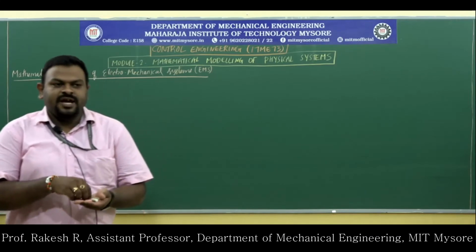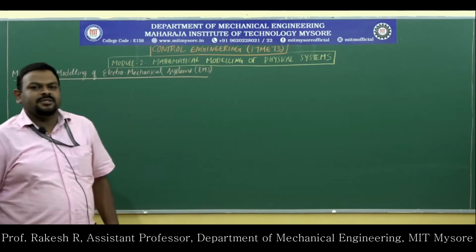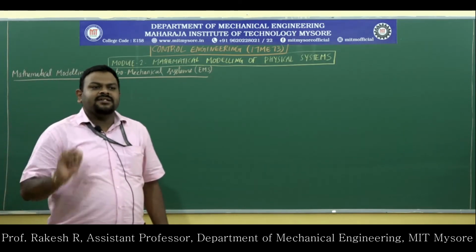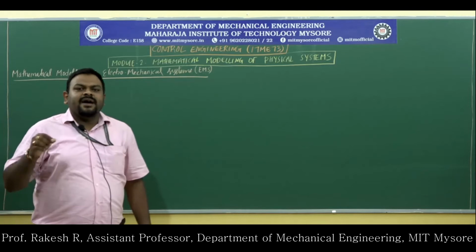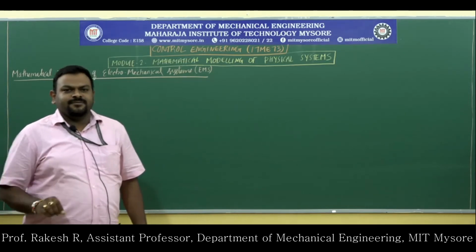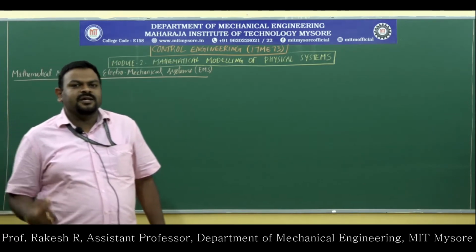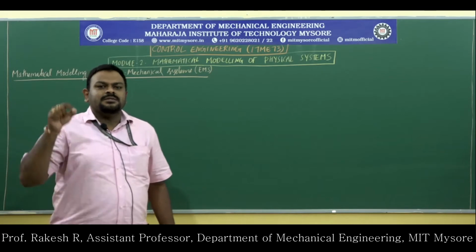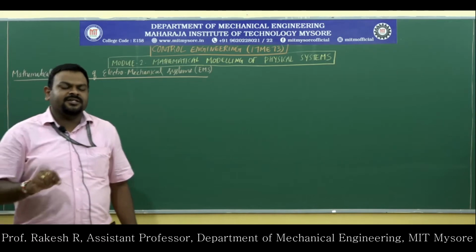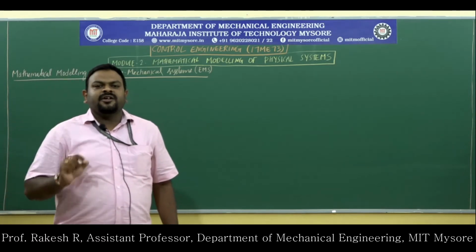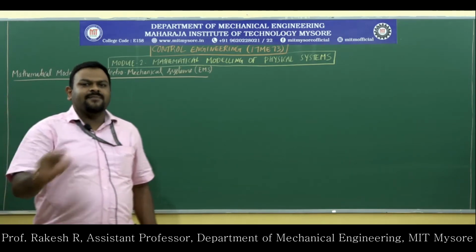In the previous class we discussed mathematical modeling of physical systems. We discussed mathematical modeling of mechanical systems including translation and rotation. Also we discussed mathematical modeling of electrical systems along with the circuit. For mechanical systems, we use Newton's second law of motion, the summation of forces is equal to mass into acceleration. For electrical systems, we use Kirchhoff's voltage law, the total voltage across the circuit will be equal to the sum of the individual voltages across the elements.